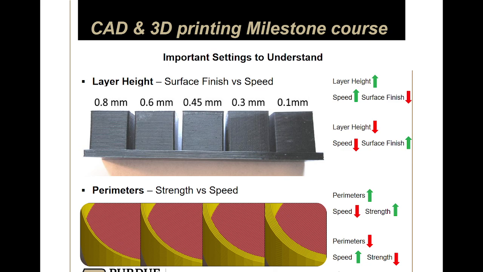Okay. Perimeters is one that I typically see myself changing very often. It's basically how thick the 3D printed walls are. If you didn't know, most 3D printed parts are actually hollow.